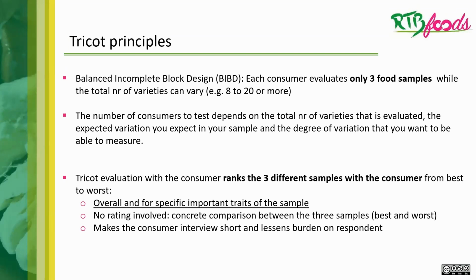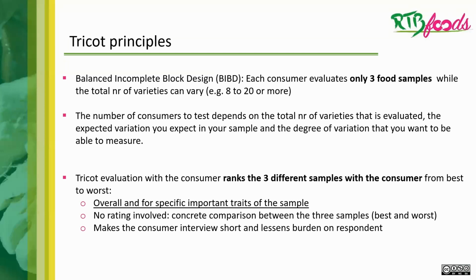I'm now going to the food science application. I'm not talking about those small fields anymore. It's 3 food samples, while the total number of varieties can vary from 8 to 20 or more. And the number of consumers to test depends on the total number of varieties evaluated, the variation you expect in your sample, and the degree of variation that you want to be able to measure.